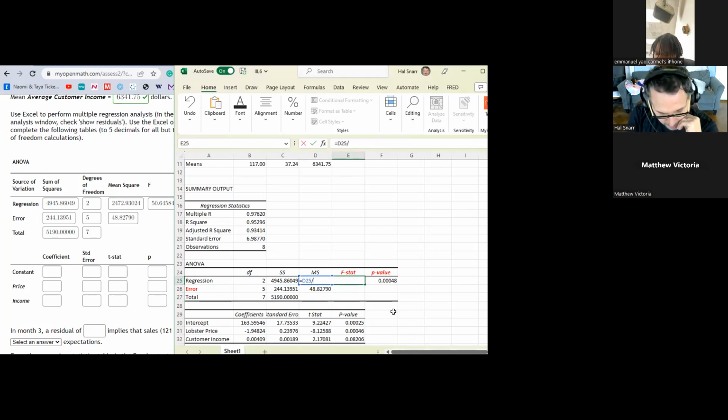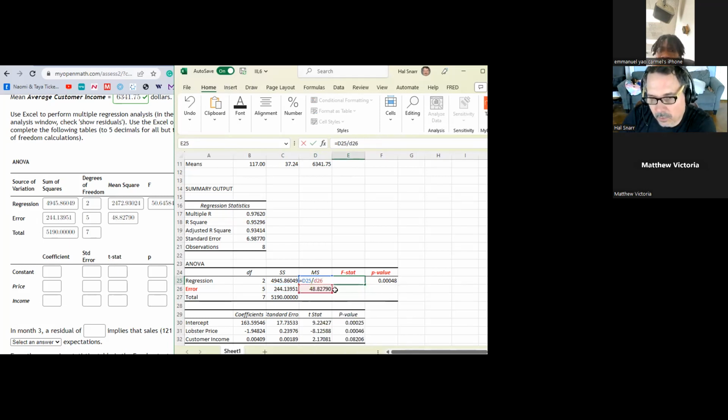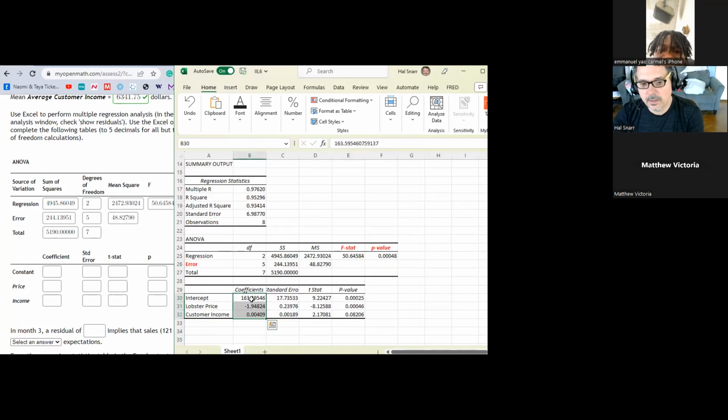D25 divided by D26. So I'm taking the ratio of these two, right? Down here in the coefficient part, these are the estimated coefficients of a line, right? These are the estimates. This is a line, a linear equation that we've estimated.